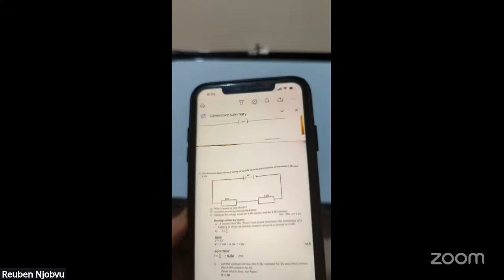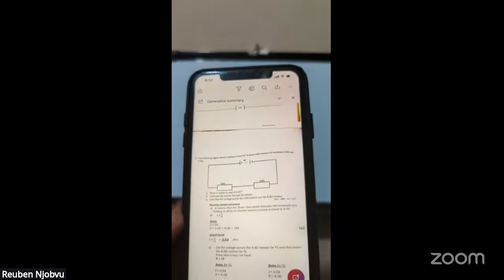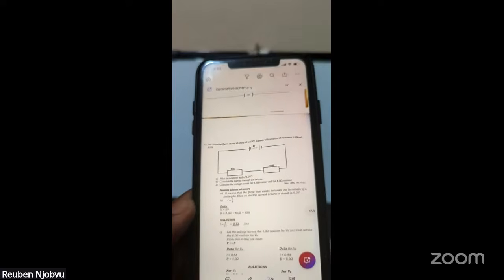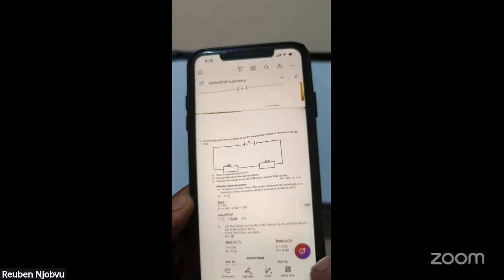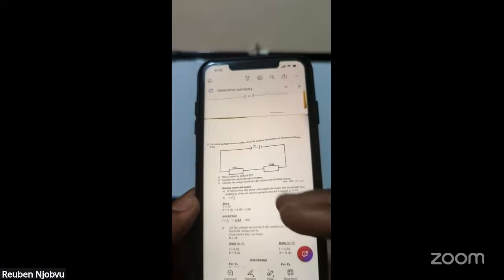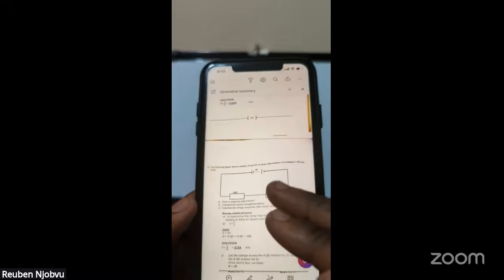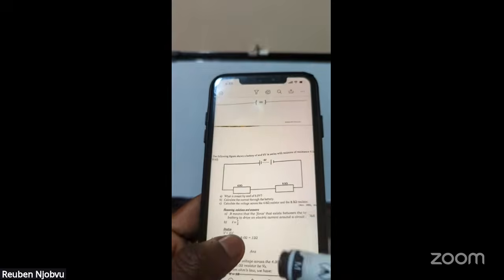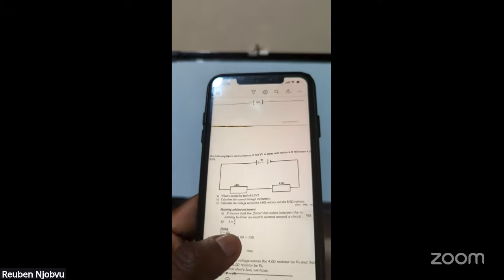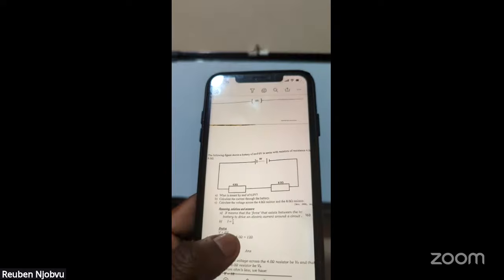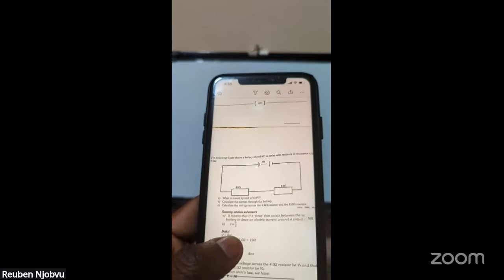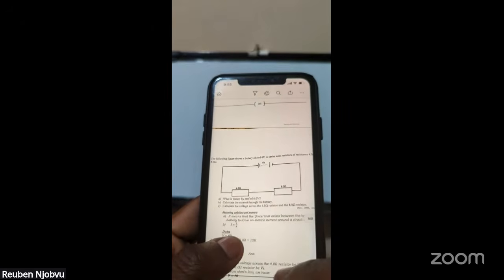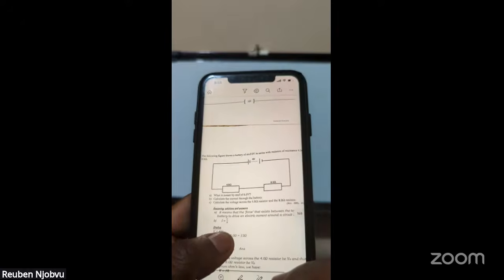Okay, so this was the question, if I'm not mistaken. As you can see, our question is asking what is meant by EMF. But the main point here is how you find the total resistance, and the other one is to calculate the voltage across the 4 ohm and the 8 ohm resistor. So first, the question is asking you to calculate what? The current through the cell. So how do you find the current?